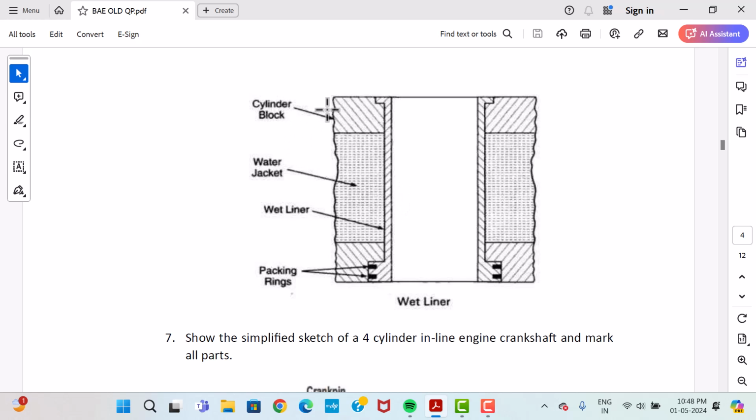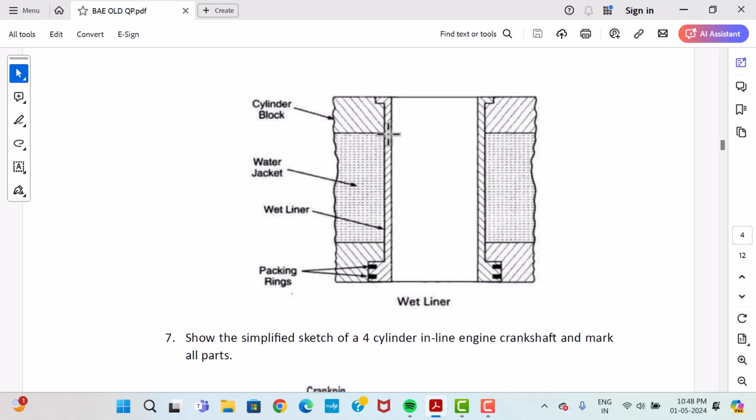The important parts of this figure: one is the cylinder block. This is a water jacket. In this water jacket, the water is in contact with the liner. That is why it is called a wet liner. Here you have to mark it as a wet liner. In the earlier figure, there was a dry liner. These are packing rings for arresting the leakage of water to the outer side. This is called the wet liner.